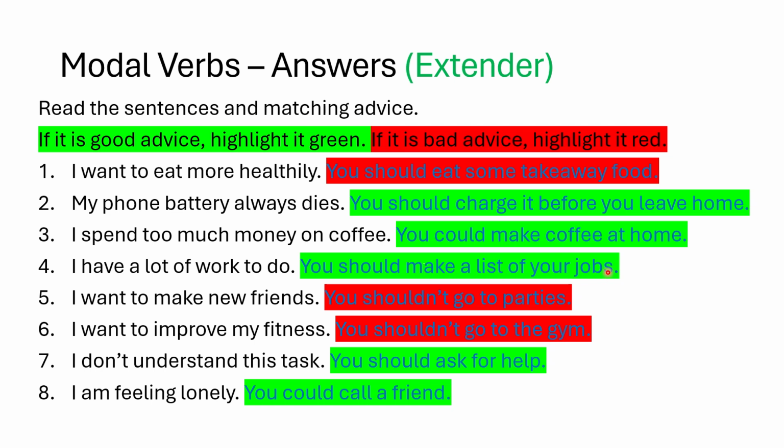This is good advice. 5. I want to make new friends. You shouldn't go to parties. This is bad advice. 6. I want to improve my fitness. You shouldn't go to the gym. This is bad advice. 7. I don't understand this task. You should ask for help. This is good advice. 8. I'm feeling lonely. You could call a friend. This is good advice.